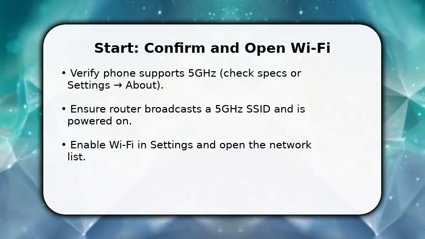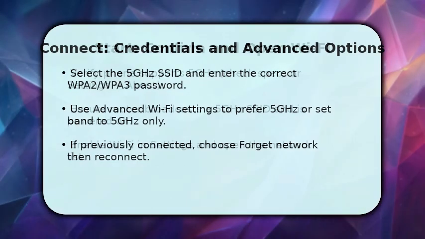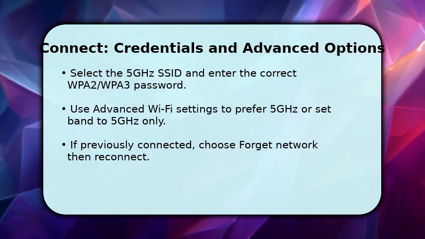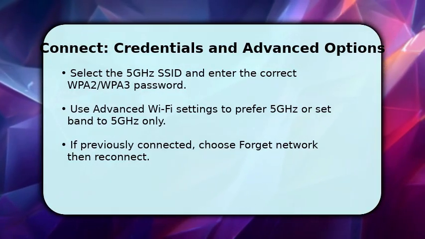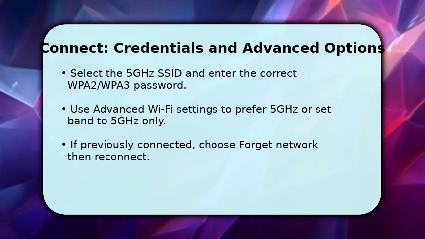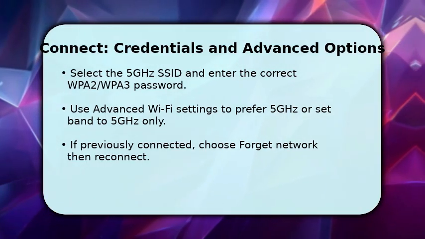You now handle the connection details. Tap the 5 GHz SSID and enter the network password accurately. Android will attempt association and IP assignment. Make sure to inspect advanced Wi-Fi options.